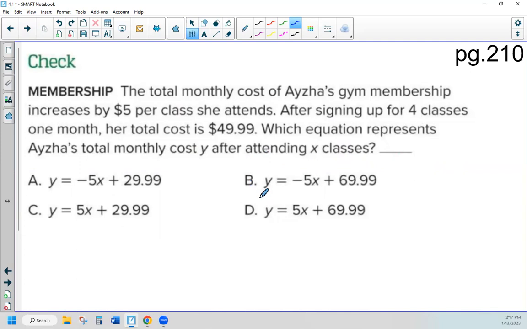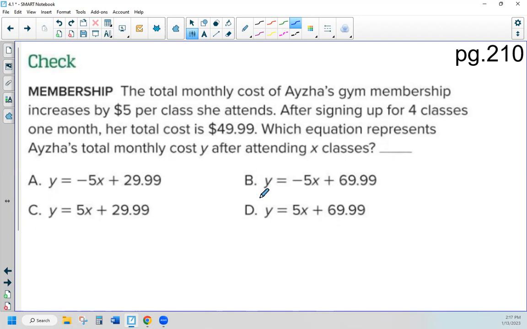All right, so let's talk about this. The total monthly cost of Aiza's gym membership increases by $5 per class she attends. After signing up for 4 classes in 1 month, her total cost is $49.99. Which equation represents Aiza's total monthly cost, Y, after attending X classes?